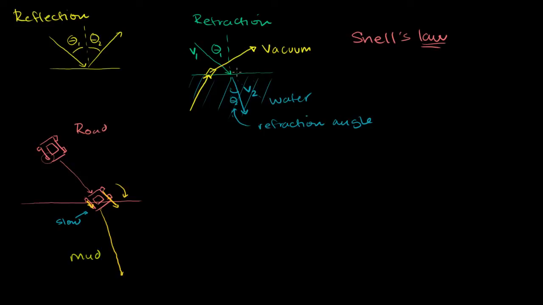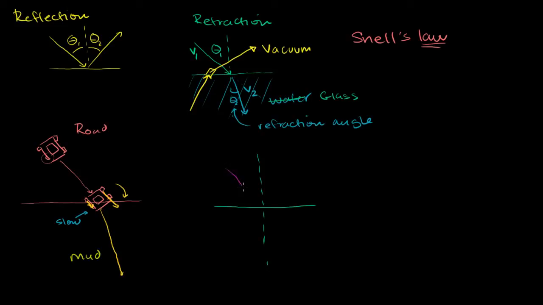I'm not enjoying it just because it's a very unnatural interface to actually have in nature. So maybe it's vacuum and glass. That's something that actually would exist. So let's say we're doing that. So this isn't water. This is glass. So let me redraw it. And I'll draw the angles bigger. So let me draw perpendicular. And so I have our incident ray.